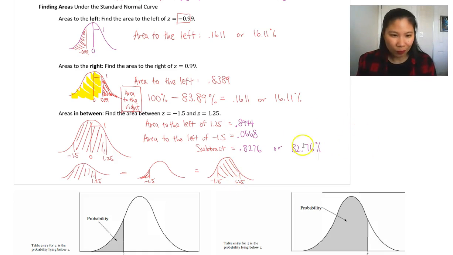All right, so from the easiest to the hardest situations: for areas to the left, just look at the table for the z-score. For areas to the right, find the number in the table for that z-score, but then subtract it from 1 or subtract it from 100%. For areas in between, find the two areas to the left and just subtract them. So those are the 3 situations that you'll need to know how to find.